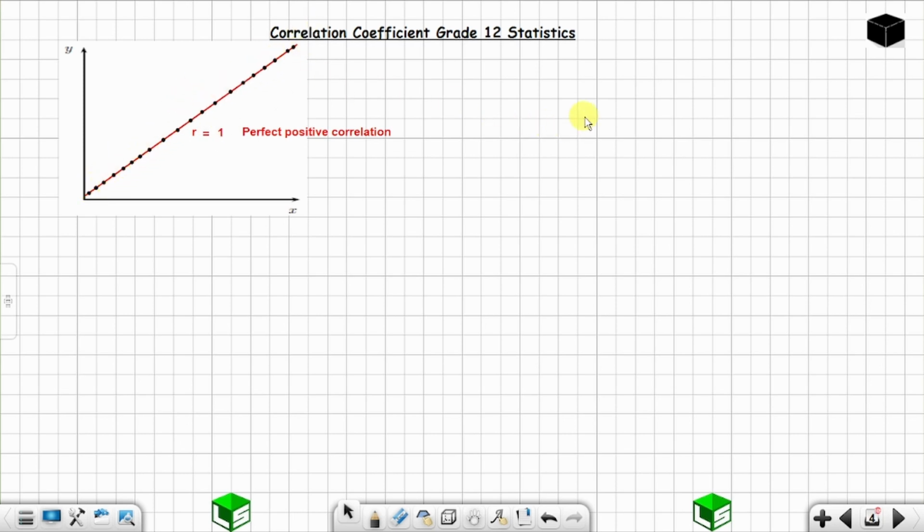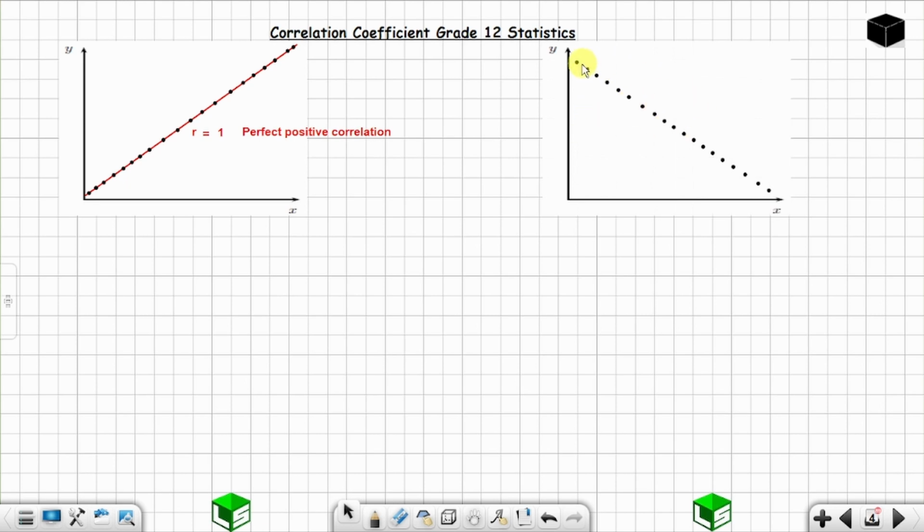And let's say you are also given this scatter plot. When you try to draw a straight line, you can see the points lie exactly on top of this line. R is equal to negative 1. So this is a perfect negative correlation. Negative because this is decreasing.